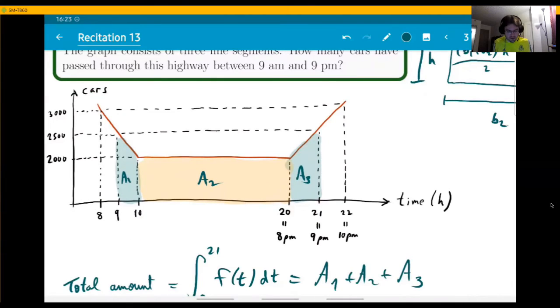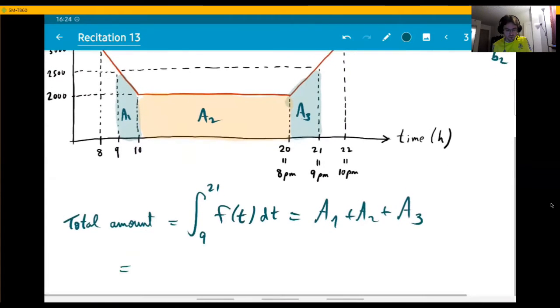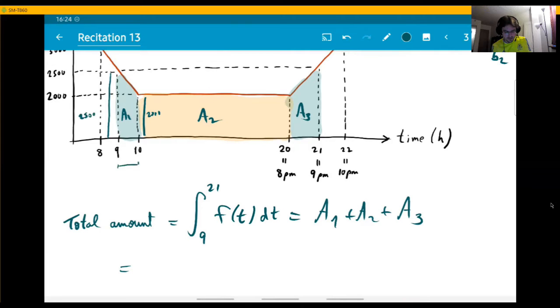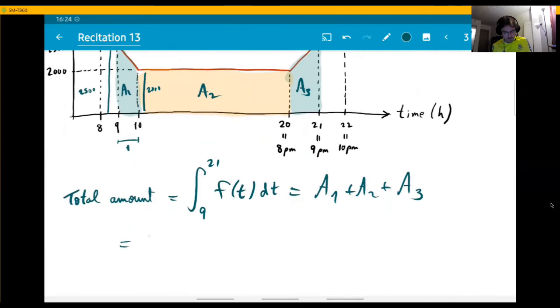So what is A1? What is this first area? One of the bases is 2,000. The other one up here is 2,500. The height is 1. So we're going to just do 2,000 plus 2,500, times 1, divided by 2. That's the first area.